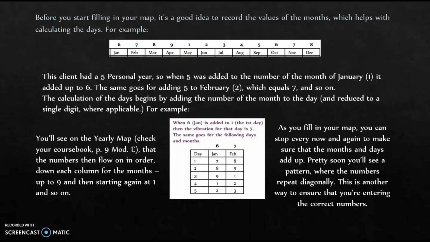Before you start filling in your map, it's a good idea to record the values of the months, which helps with calculating the days. For example, you can see here we've got January through to December, and for this person, each month had a numerical value, number 6 for January. They had a 5 personal year, so when the 5 was added to the number of the month of January, number 1, it added up to 6. The same goes for adding 5 to February, number 2, which equals 7, and so on.